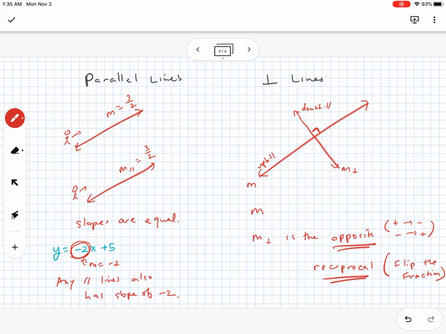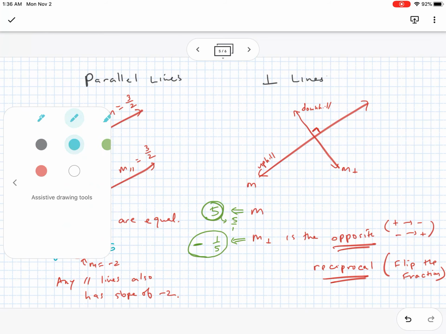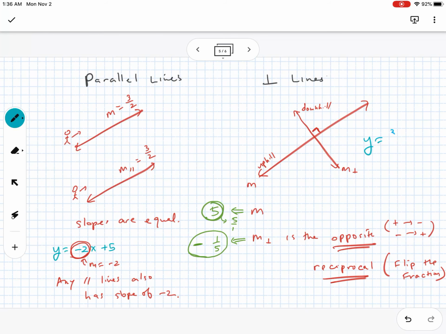Which means that we flip the fraction, right? So you flip the top and the bottom to get the opposite slope. So just a quick example, if I say that the slope here is equal to 5, then I would say the slope of the perpendicular is equal to the opposite and then the reciprocal. So this one can be written as 5/1. So when we flip that, that becomes 1/5. So there's the slope of one line, and then there's the slope of the perpendicular line.